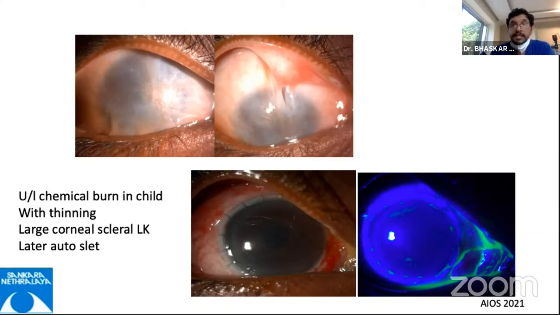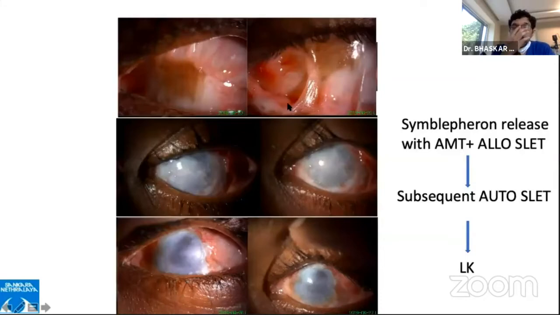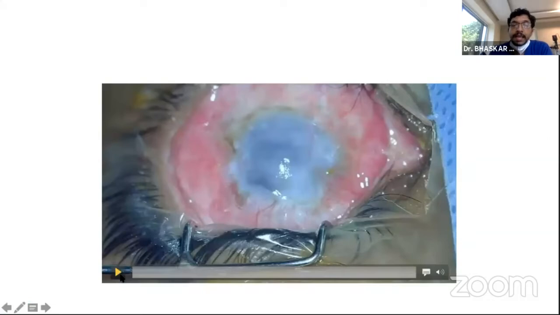So this patient had a unilateral injury who had an amniotic membrane in the acute phase, but you can see how severely the ocular surface is affected. Wanted better cosmesis. We went ahead, released the symblepharon, did an alloSLET. The surface was better formed. Patient was keen on vision, so we did an autoSLET. The clarity improved further, and then we did an LK for the patient.